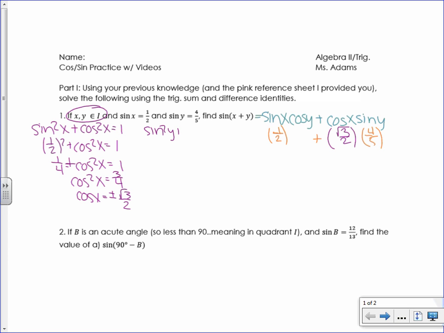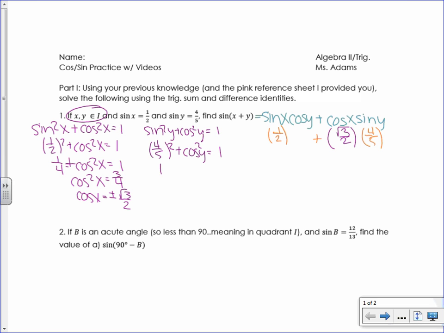Sine squared y plus cosine squared y is equal to 1. And yes, I do expect to see all of this work on your papers, your homework, your quizzes, whatever. I want to see it. Ooh, why am I writing 4/5? Should be equal to 1. Oops.